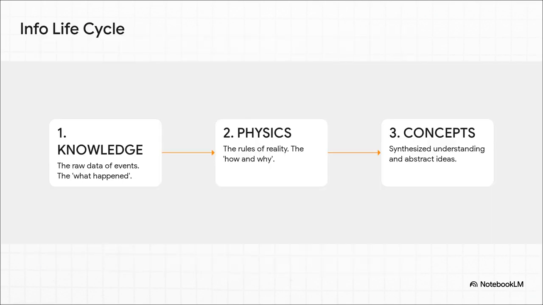So how does an AI like this actually process new information? It uses this three-layer approach. It starts with plain old knowledge. This is just the raw data, what happened. Then it applies a layer called physics.